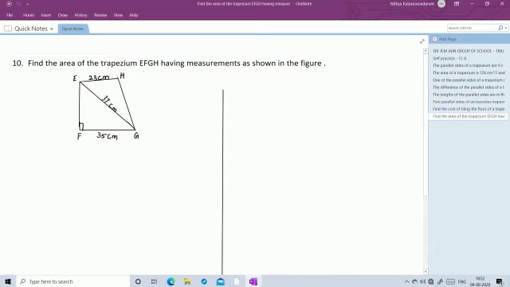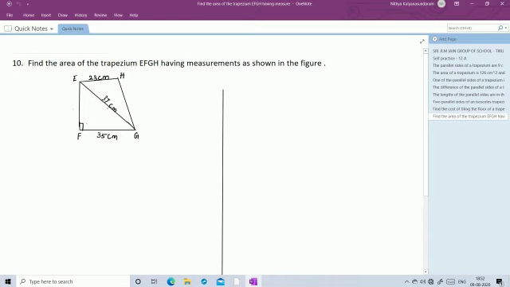Next question. Find the area of trapezium EFGH having measurements as shown in the figure. Here they have given the diagram. EFGH, and the parallel sides are given. Then you need to find the area of the trapezium. If we know the height, we can calculate the area of the trapezium. The parallel sides are given, that is 23 and 35. Height is not given, so first calculate the height, then find the area of this figure.